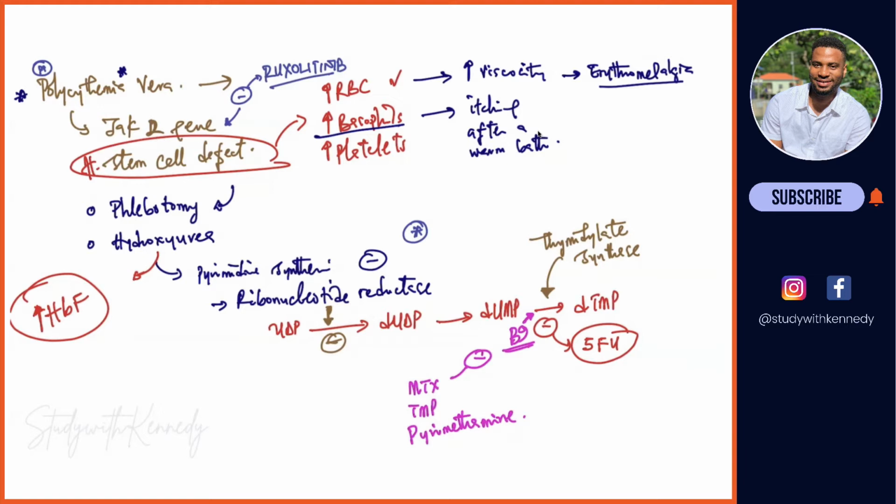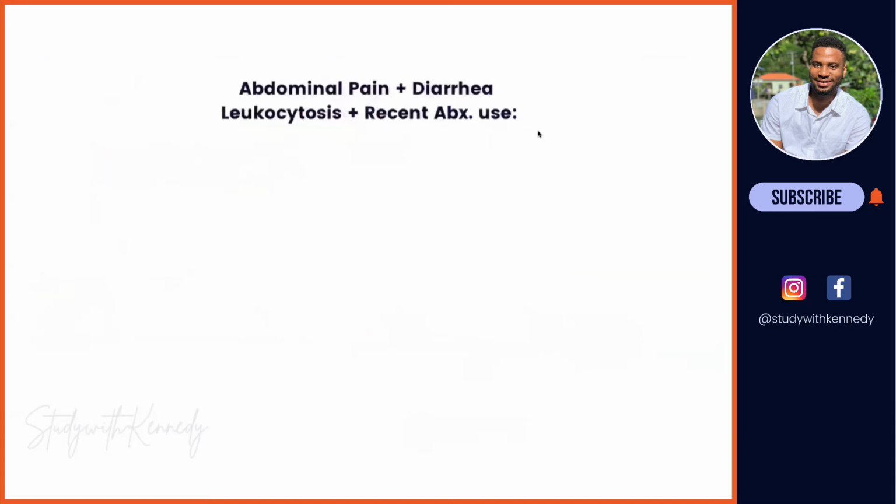Today, we are going to go into a different rapid review headline: abdominal pain, diarrhea, and leukocytosis following recent antibiotics use. This one should be very easy. A lot of students get this right the first time I ask them. Abdominal pain, diarrhea, and leukocytosis following recent antibiotics use. It jumps out to a lot of students immediately. This is what? Pseudomembranous colitis.